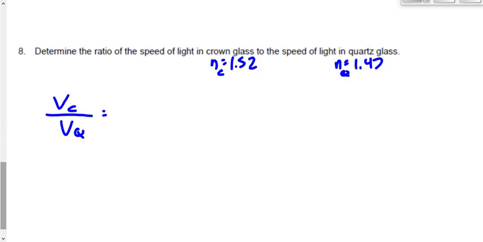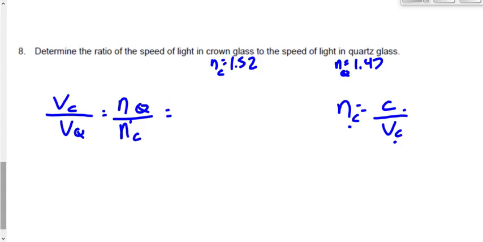The long way involves going over here and saying, well, look, I know the index of refraction of crown glass, and I know the speed of light. I can solve for the speed in crown glass, do the same thing for quartz glass, and then divide them. Does that work? Absolutely, it does. But I know the ratio of the speeds is equal to the inverse of the ratio of the indices of refraction. So why don't I just do this? 1.47 divided by 1.52. Does that make sense?